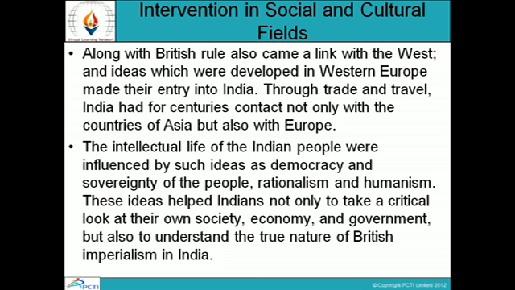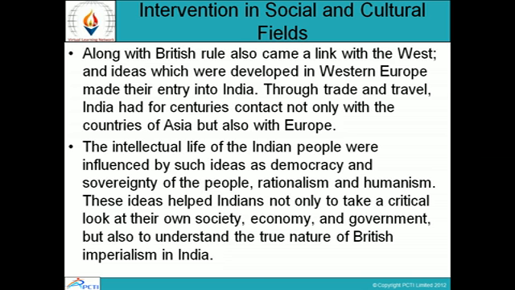They also slowly made their entry into India. With the help of trade and travel, India had for centuries had contact not only with the countries of Asia but also with Europe. So, with the help of trade and travel, a lot of social and cultural things of the West came by.